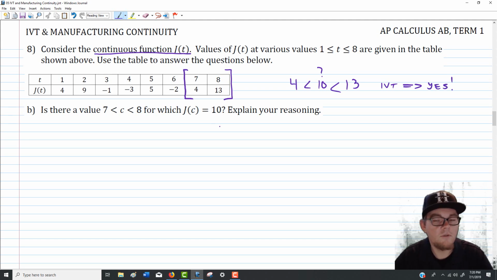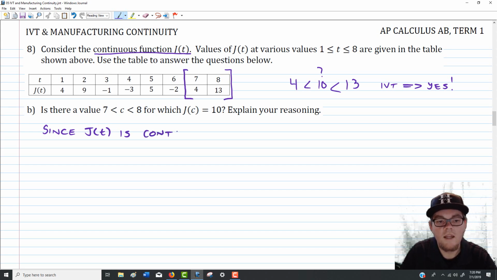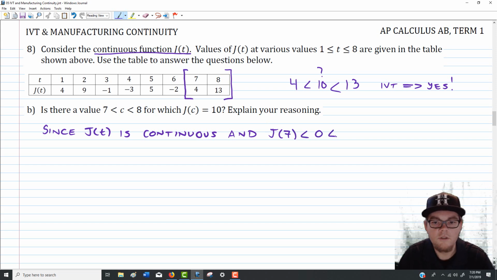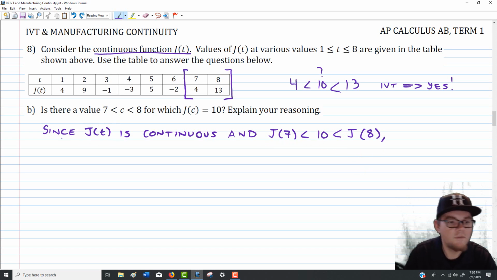So now as far as our statement, we're trying to minimize things here. Let's say it correctly. So since j of t is continuous, and again, not just on an interval, on every interval, so j of t is continuous, and let's see here, j of 7 was the smaller one, so j of 7 is less than 10. See, I almost fell into that trap of saying 0 automatically. 10 is less than j of 8. So we've guaranteed continuity and boundedness. It's a good two things.